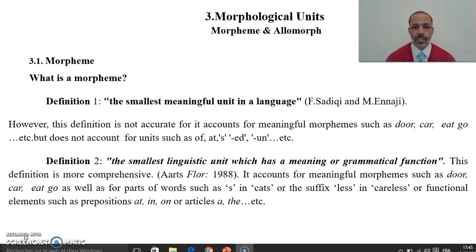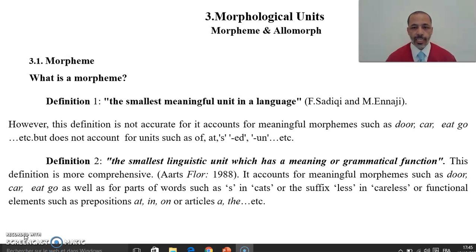In the previous lecture, we explained the expression of word structure, and we said that it consists of two main components, roots and affixes. We have explained the term root, and we have explained the term affix, and we have given the types of each of them. All of what we have said so far are called morphological units.